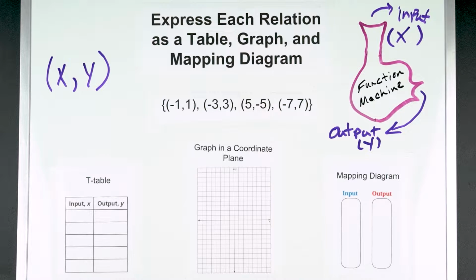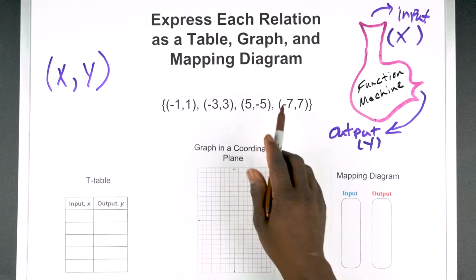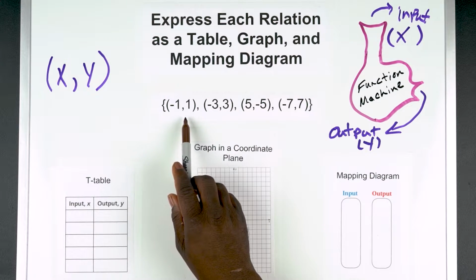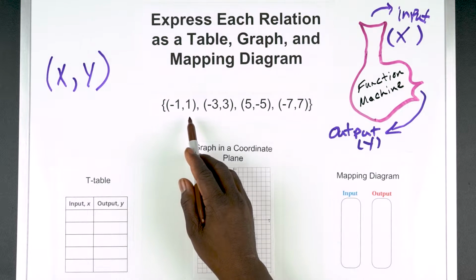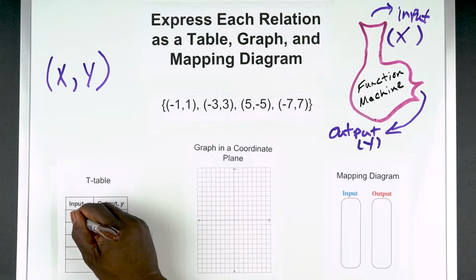So let's go ahead and begin to express these four relations as a t-table, graph, and mapping diagram. Now, we have four sets of ordered pairs, and I'm going to put this information into this t-table. So we have our inputs, our x values, and our outputs, our y values. So I'm just going to write it as this.